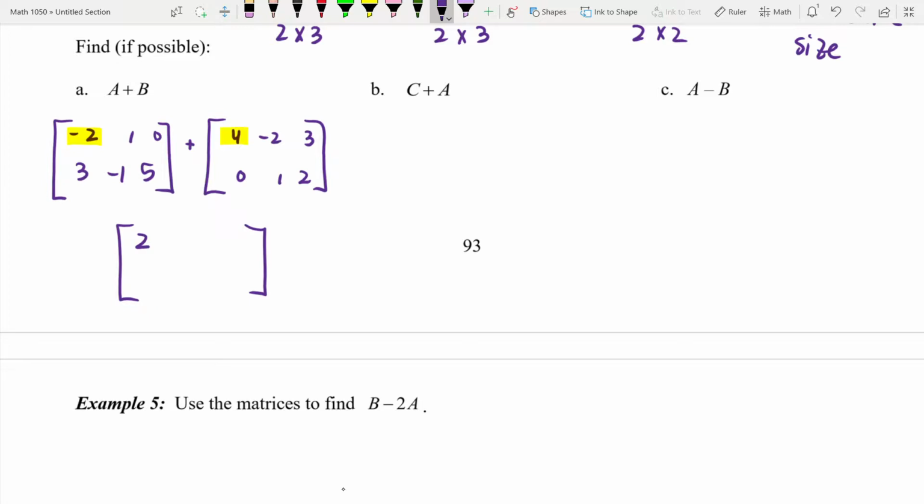Next position, 1 minus 2 is a negative 1. 0 and a 3 is a 3. 3 and a 0 is a 3. Negative 1 and 1 is a 0. 5 plus 2 is a 7. And I'm done. Very, very easy so far.